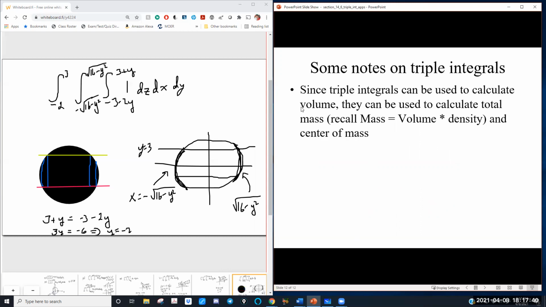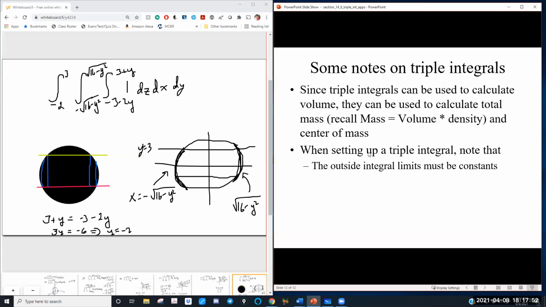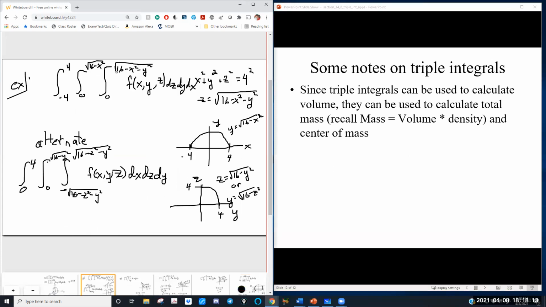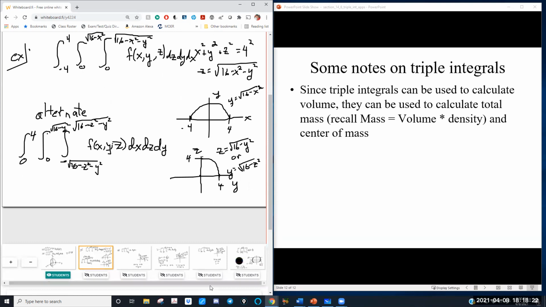Since triple integrals can calculate volume, they can also be used to calculate total mass of a solid, because mass is volume times density. So if the function in here gives us the density per unit volume, then what the triple integral gives us is the total mass. When we had the one before where we had a function, if this was a density function, we'd be finding the total mass of that solid. So that's one of the things that we can do with triple integrals.